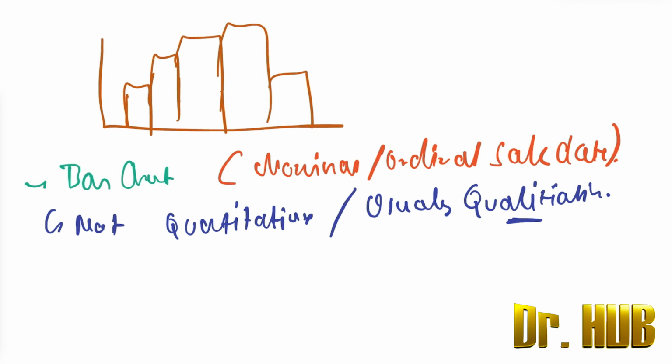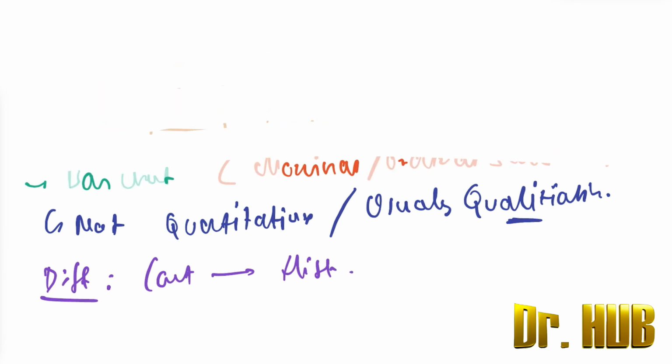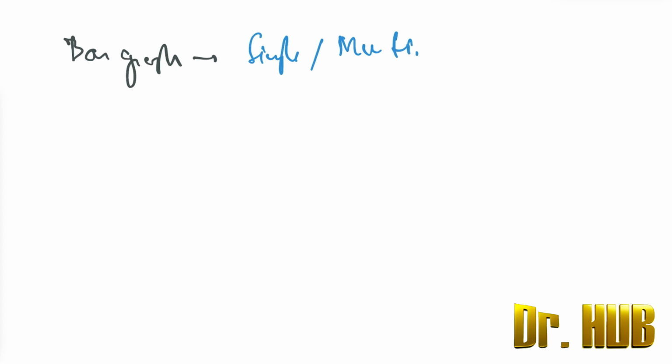The difference between the bar graph and a histogram is that the rectangles are separated by spaces, representing data that forms discrete categories instead of continuous groups. So the histogram is continuous, whereas in the bar graph they are not continuous. Bar graphs can be simple, multiple, or component bar graphs.